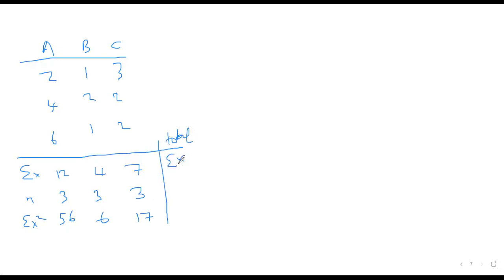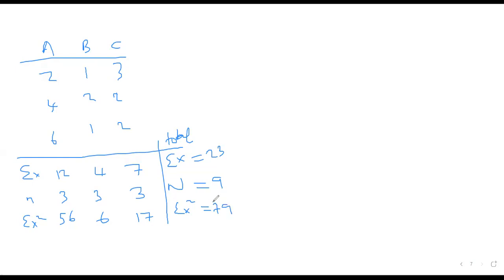Let's get the totals now: summation of x, summation of n, and summation of x squared. Let me start with the easiest, it is 9. So you give me the totals there. Summation of x is 23, n is 9, and summation of x squared is 79.